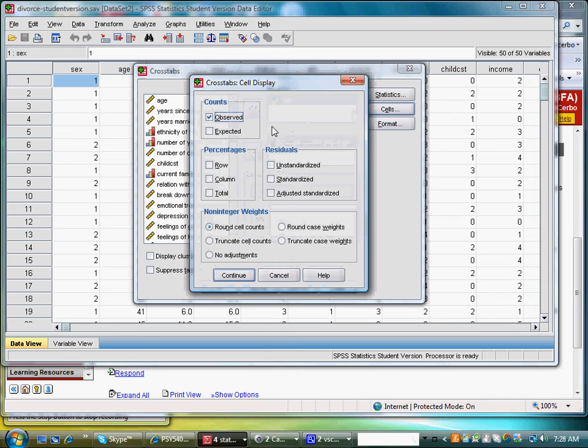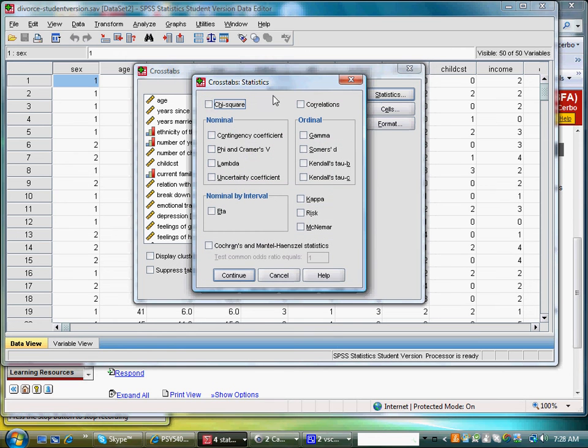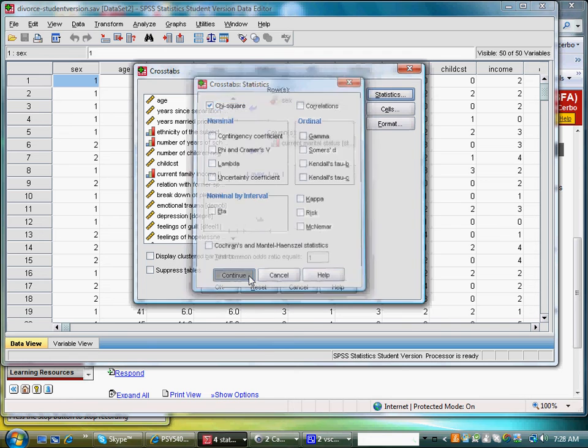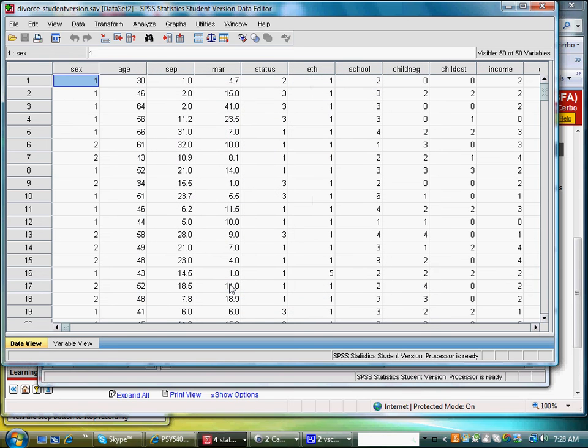You're going to want to click on cells and click under expected, because that's going to help you figure out what's going on with your results. So you continue there. And under statistics, you're going to check chi-square. That's going to get you your chi-square. Click OK. And that is what we need to do to run a chi-square test. And that should give us our output coming up here.